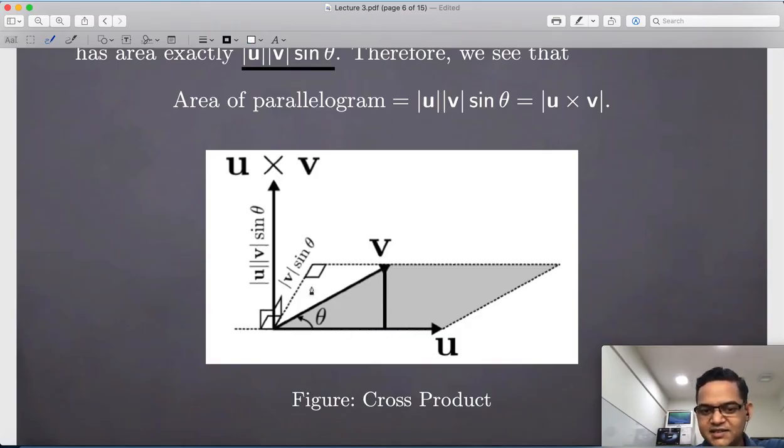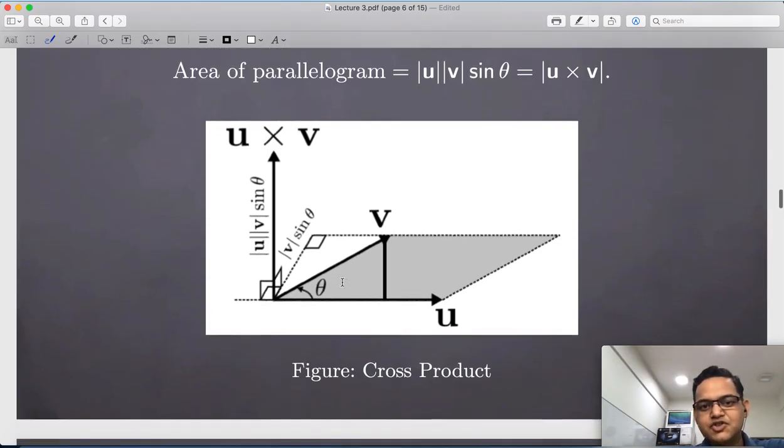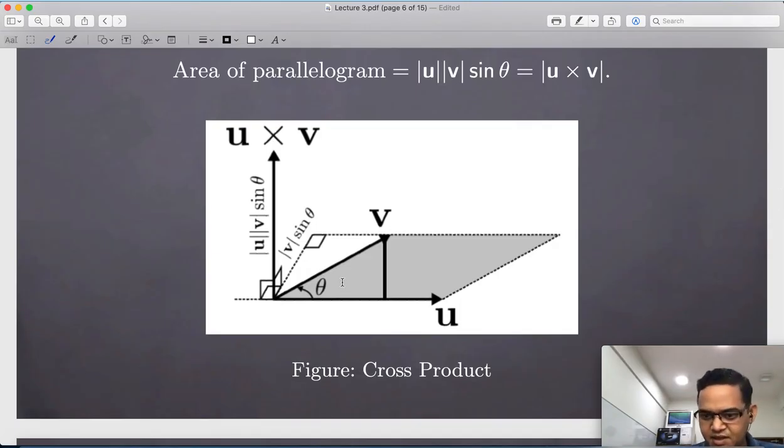Now what is the height? This is a right angle, this is theta, so you know that the height is exactly mod v times sine theta. This is just a right angle triangle. And the area is going to be mod of u times this number, which is exactly this. So this vector, which is u cross b, and its magnitude is basically telling you the area of this parallelogram. So this is how geometrically it relates to u and b as a perpendicular vector, and the magnitude is precisely the area of the parallelogram.